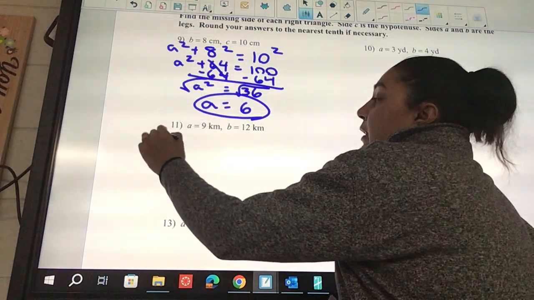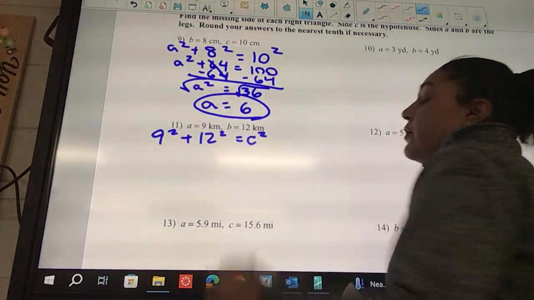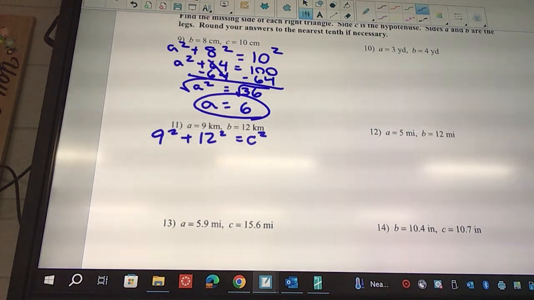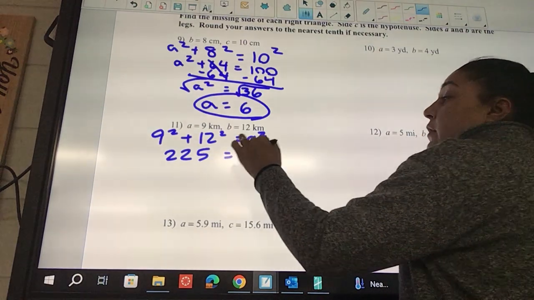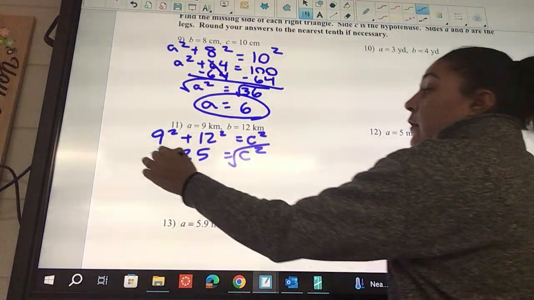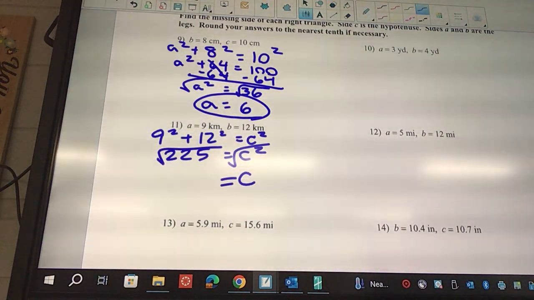Okay, 11, I got 9 squared plus my b is 12 squared equals my c, which is c squared. Okay, and this one, if they're both on the same side, then you can just type them in. What is 9 squared plus 12 squared? 225 equals c squared. Okay, and then what do we need to do? We need to square root both sides. Okay, what is the square root of 225? 15.